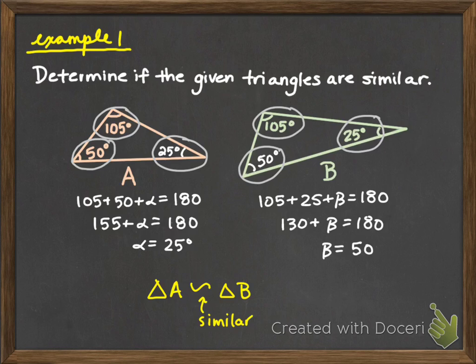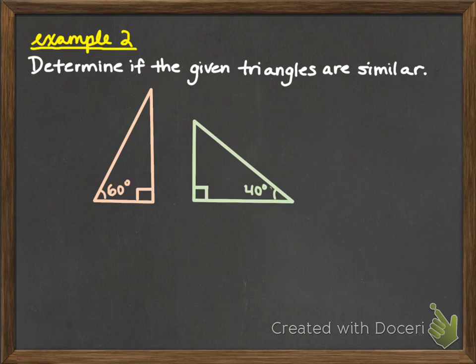Now let's look at the next example, example 2. We want to see if these two triangles are similar. So once again, we're given two angles. We know that these two angles both represent 90 degrees, and so we just need to figure out the third angle. So here I'm going to do a little bit of mental math to save on time. We know that 90 plus 60 is 150. So if we subtract that from 180, we'll get this is 30 degrees.